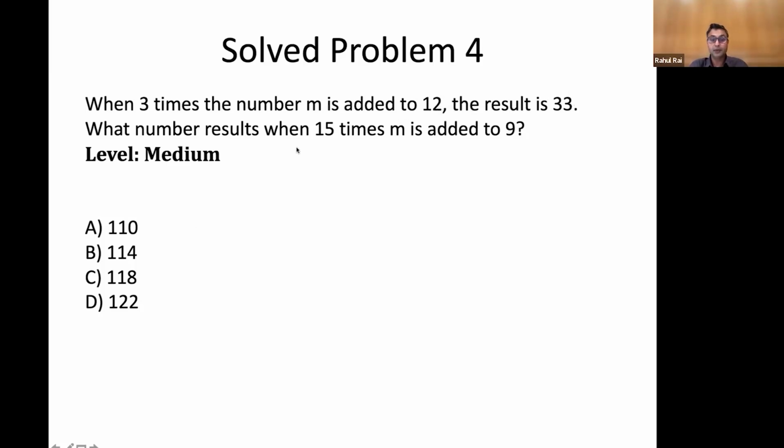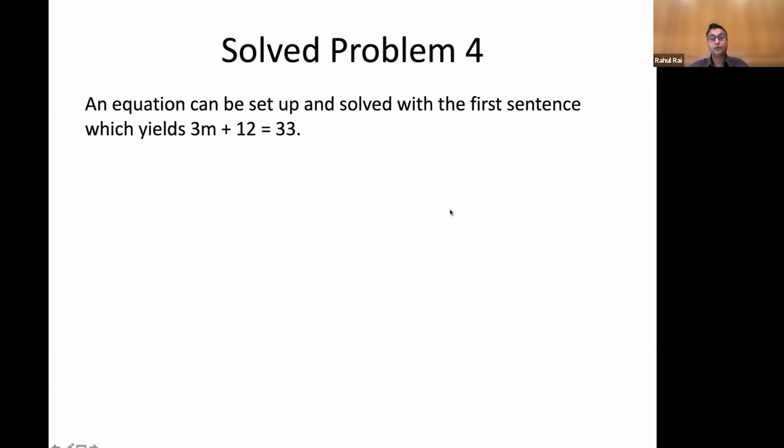Now for the same number, what number results when 15 times m is added to 9? So this will be 15m plus 9. Okay, so what we have is 3m plus 12 equal to 33. From here, as I mentioned at the beginning, typically what you need to do in most of these problems is solve for the value of the single variable. In this case, that is m.